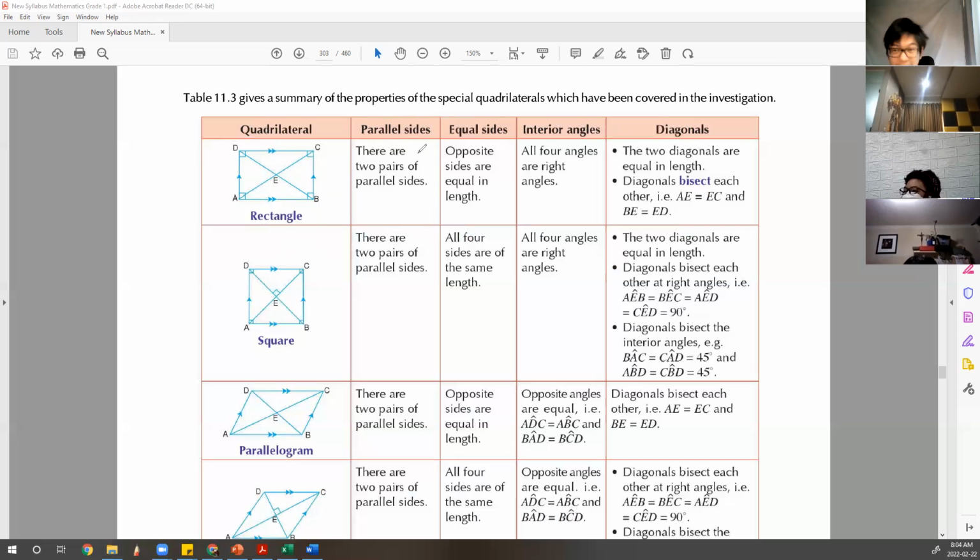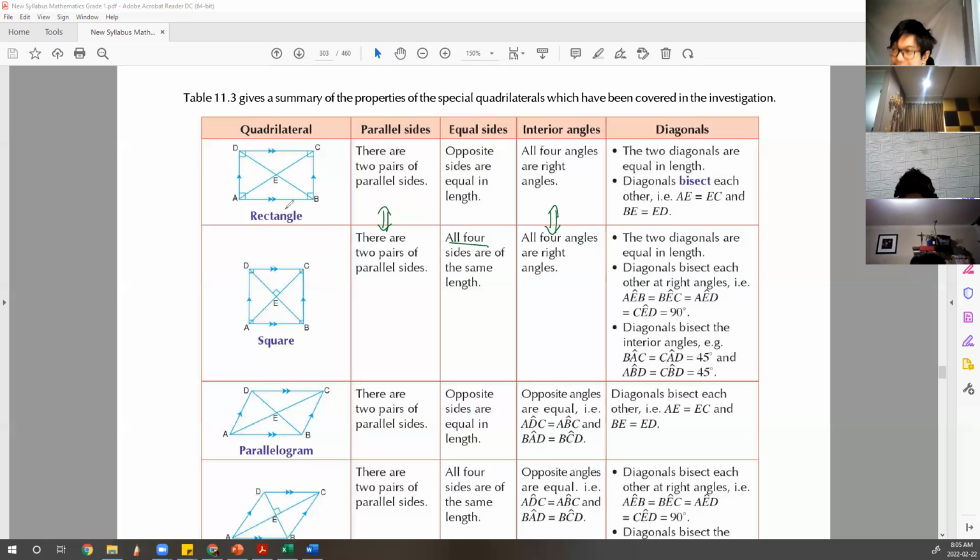Square has the same feature for parallel sides as the rectangle. They share the same feature, see? But the equal sides are different. Look, opposite sides are equal for a rectangle, but for a square, all four sides are equal in the same length. And this is also the same. We can compare rectangle and square. The difference is only in the sides, not the parallel sides. They are two pairs of parallel sides as well. The difference is the length of the side. And the diagonals are also equal in length and bisecting.